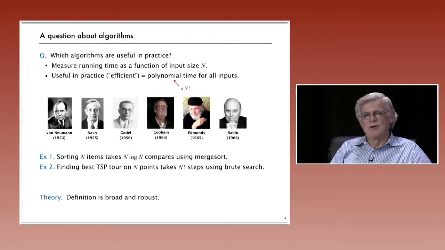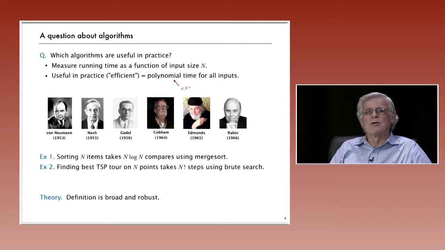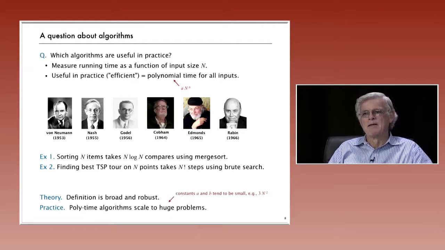This is a useful starting point for our theory because it's very broad and robust. And if we can put some algorithms in the class with sorting and other algorithms in the class with traveling salesperson using brute force search, that's going to be useful. It'll tell us which algorithms we want to use. We definitely can think about using the first, but we can't think about using the second.